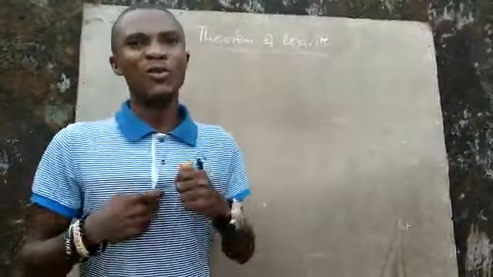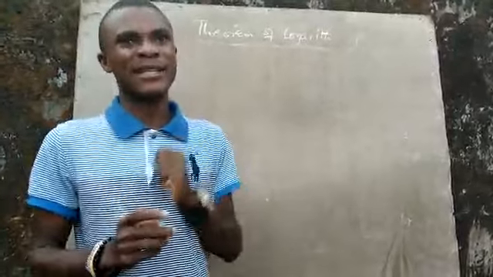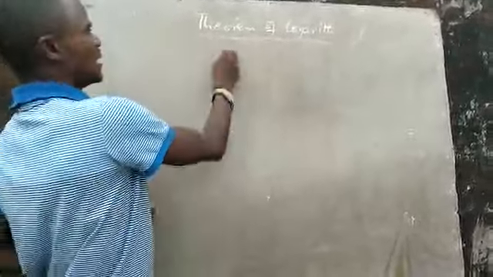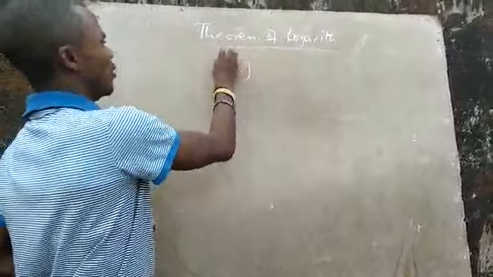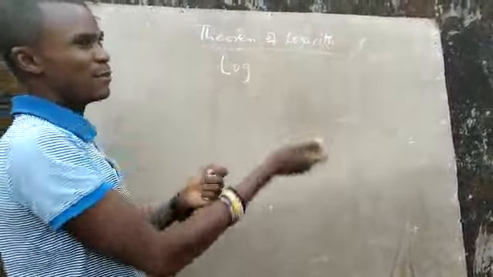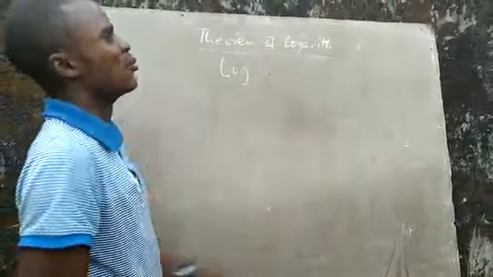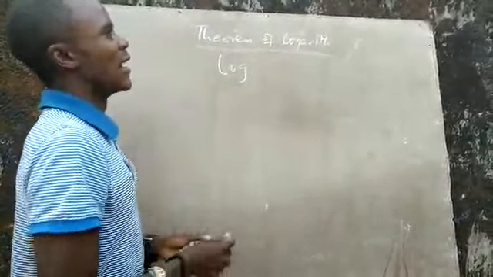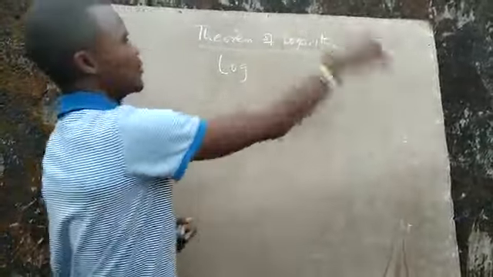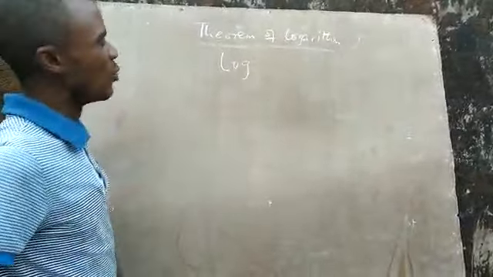Now, before we start looking at the theorems, there are basic things you should know. For instance, if somebody writes this one, which is log, the simple form of logarithm is log, because we don't have time to be writing logarithm. We will not have that time to be writing that. So we just say log.